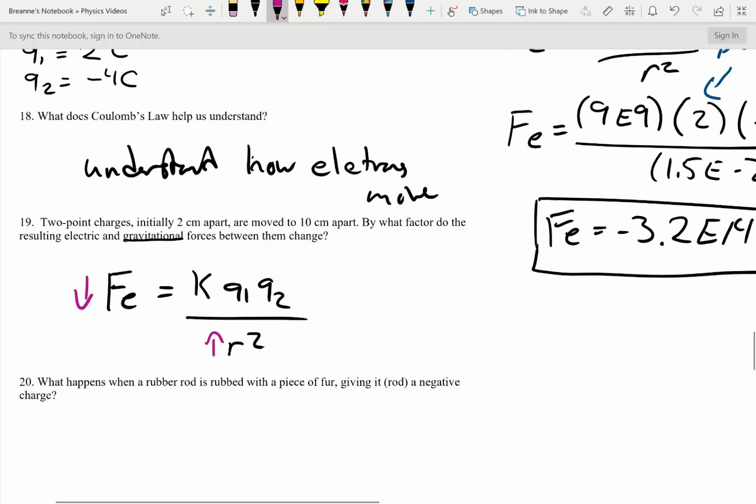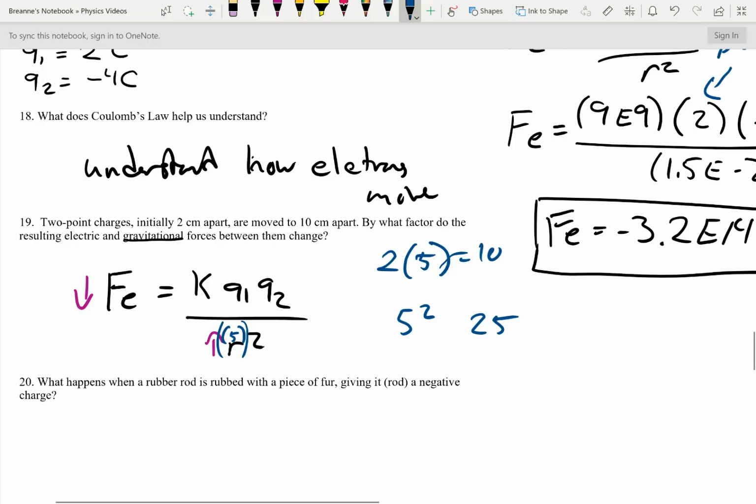So your distance is increasing by 5, because you're going from 2 to 10. So 2 times 5 equals 10. So you're basically multiplying by 5. We can't forget about that squared. So it's 5 squared, 25.